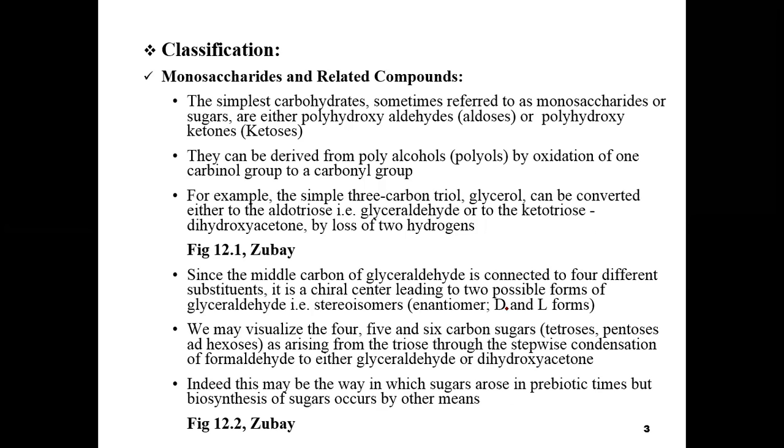On the basis of the units attached, carbohydrates may be divided into monosaccharides, polysaccharides, and oligosaccharides. The simplest carbohydrates, referred to as monosaccharides, are sugars, and they are either polyhydroxyaldehydes or polyhydroxyketones. They can be derived from polyalcohols by the oxidation of one carbon to a carbonyl group. For example, the simple 3-carbon triol glycerol can be converted either to the aldotriose glyceraldehyde or to the ketotriose dihydroxyacetone by losing two hydrogen atoms.